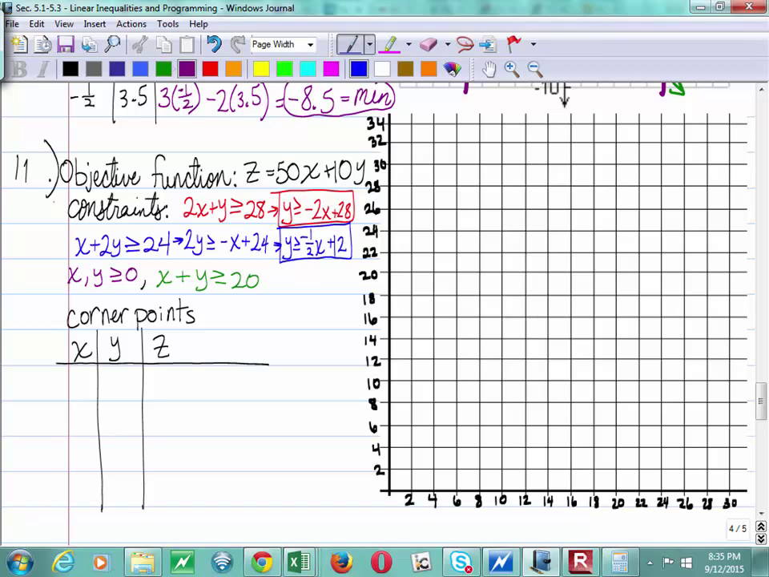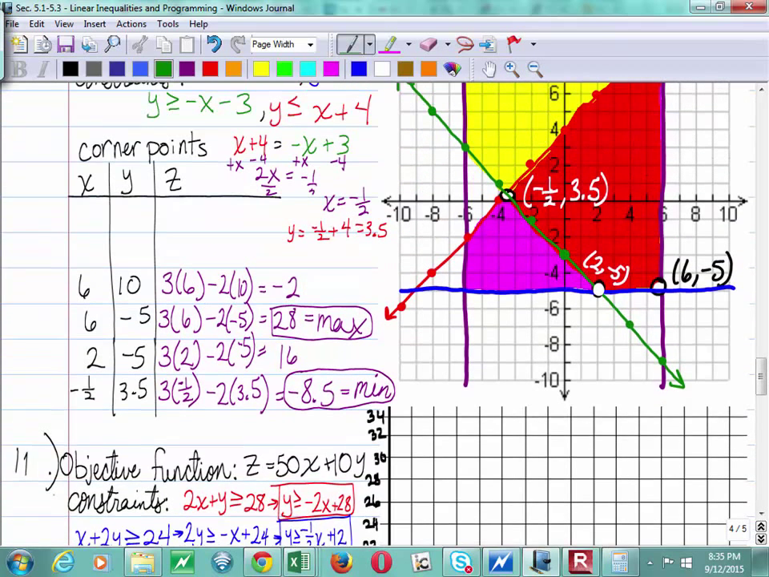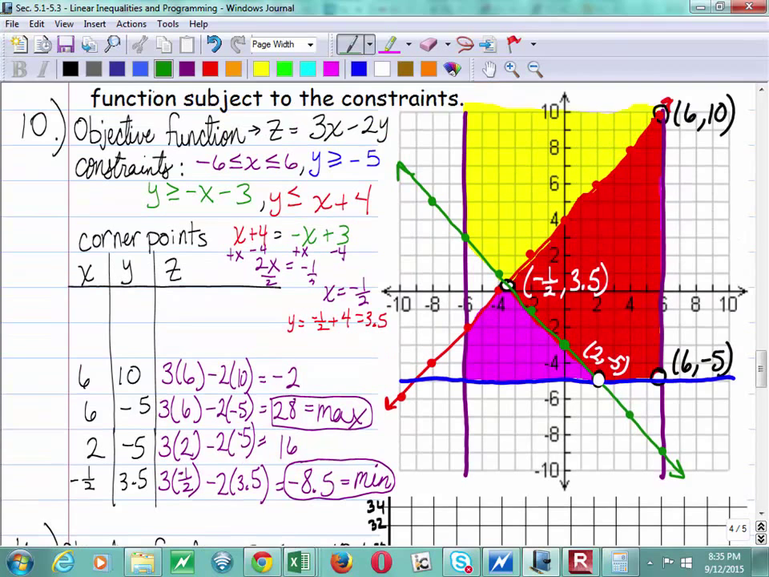And then on the green one, all I have to do is just subtract x from both sides, and that gives me y is greater than or equal to negative x plus 20. Oh, and by the way, on our last problem, that solution set, of course, is bounded.